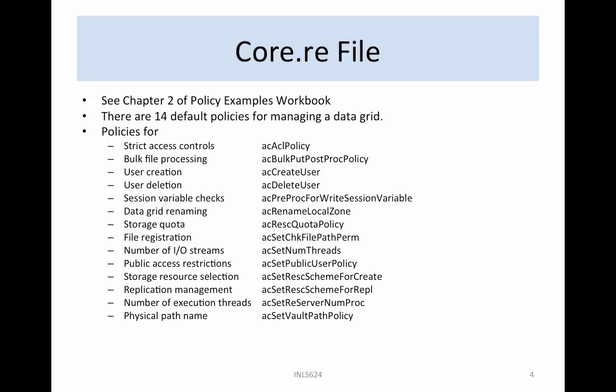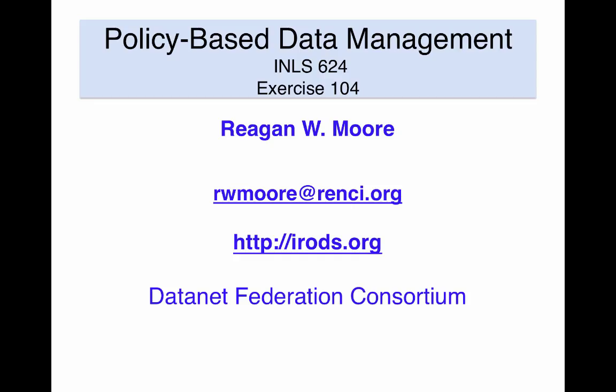The original data grid had about 35 policy enforcement points. The number was doubled to trap a much wider variety of actions. Additional policy enforcement points continue to be added to the middleware software to enable a wider variety of policies to be enforced.